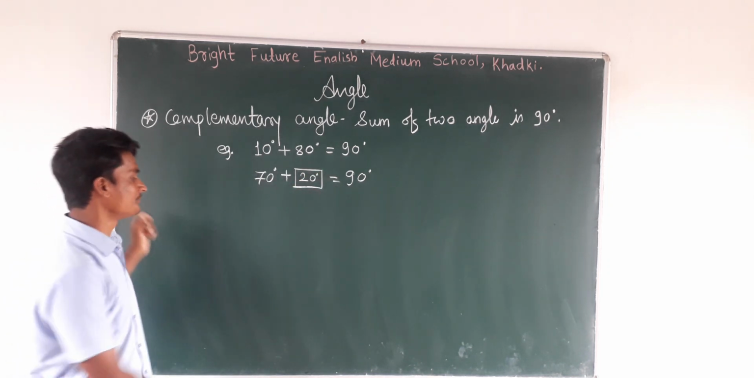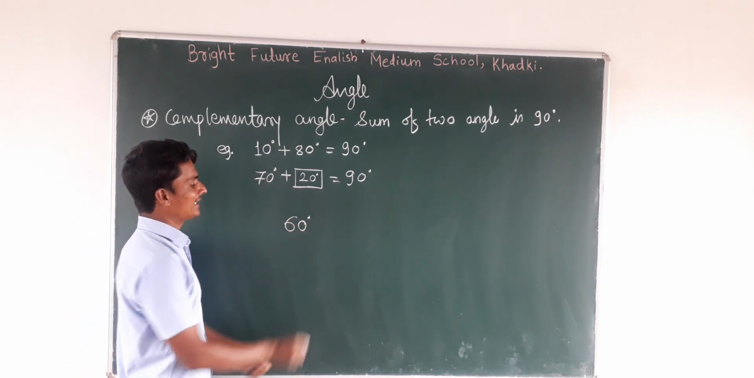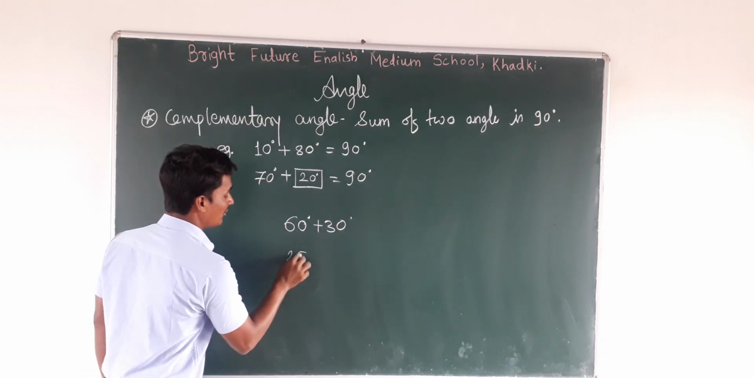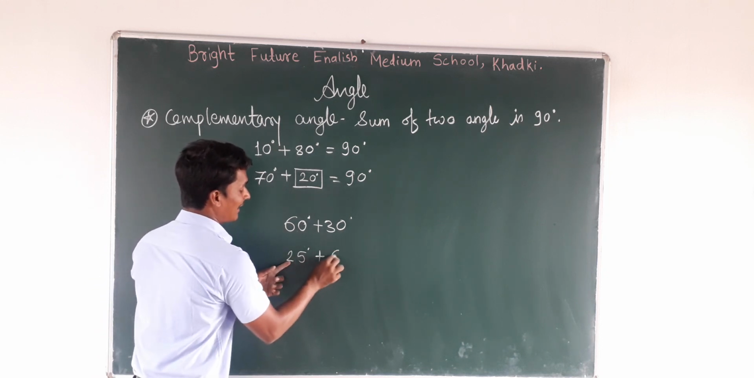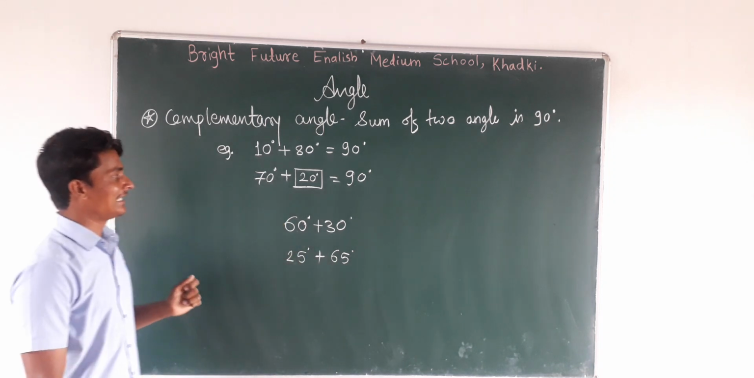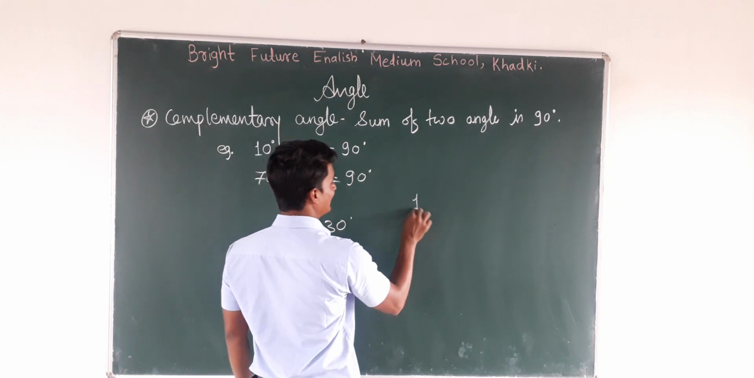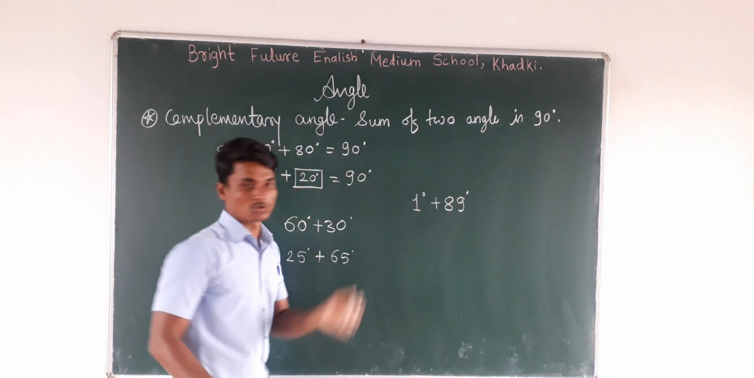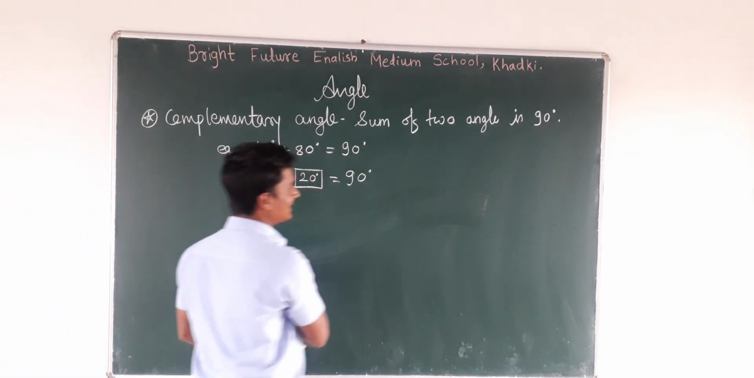Sometimes you may have a question: what is the complementary angle of 60? The complementary angle of 60 will be 30. What is the complementary angle of 25? The complementary angle of 25 will be 65 degrees, because what is the addition of the two? It is 90 degrees. So this is called a complementary angle. Sometimes a question may be like this: what is the complementary angle of 1 degree? It will be 89 degrees, because the addition of the two should be 90 degrees. So that is called a complementary angle.